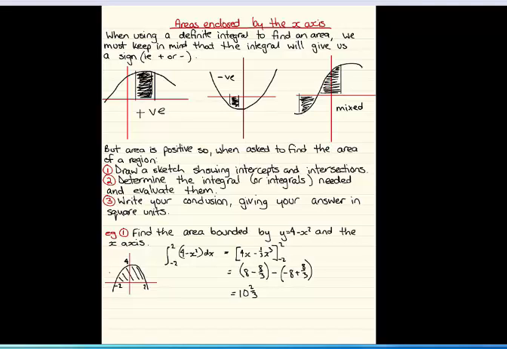So when you plug all that in, you get 10 and 2/3. So what is the area? Answer the question asked. Okay? So the area is 10 and 2 over 3 square units.